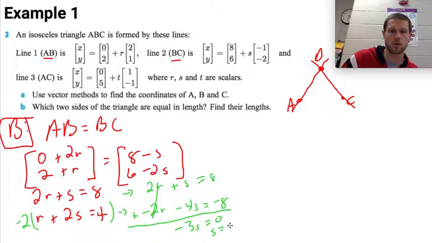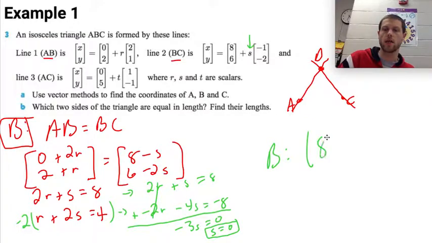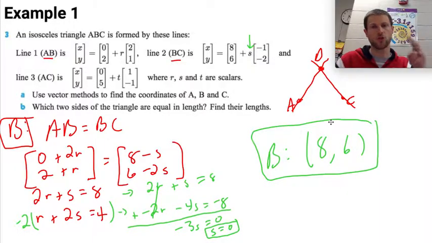So s equals 0. Now I'm going to plug in this value for s. That's easy because it just makes this whole direction equal 0. So really this is my initial point for the line BC. So the coordinate of B is 8, 6. All right, good. That's 2 coordinates down.